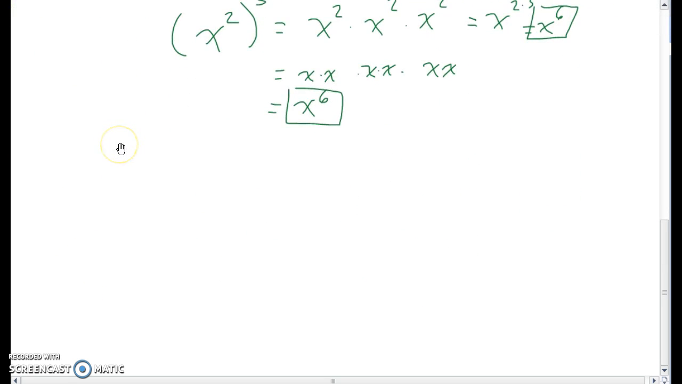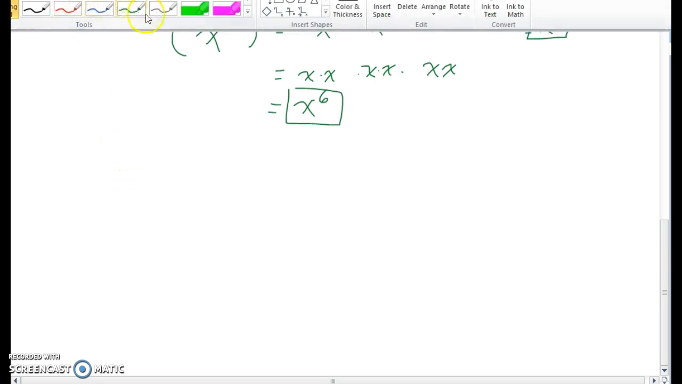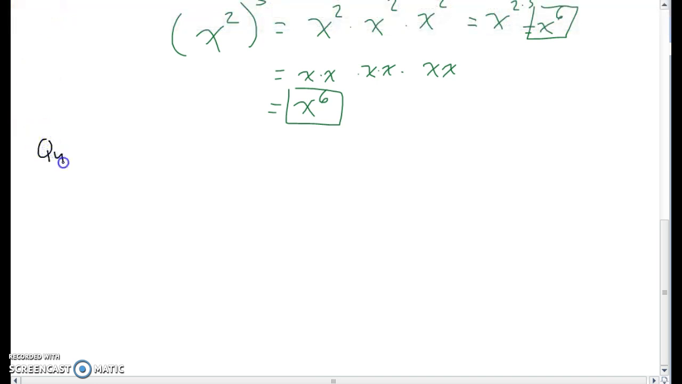The next rule I'd like to talk about is what we call the quotient rule. So quotient.